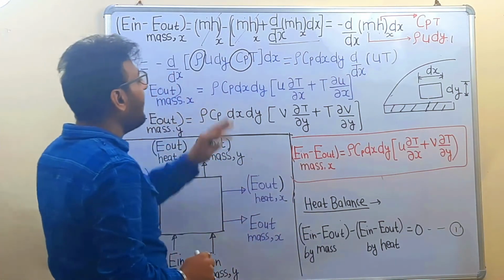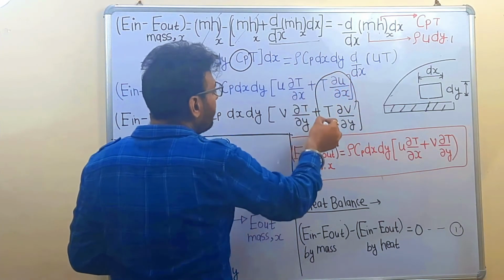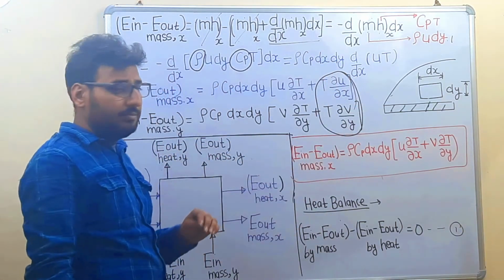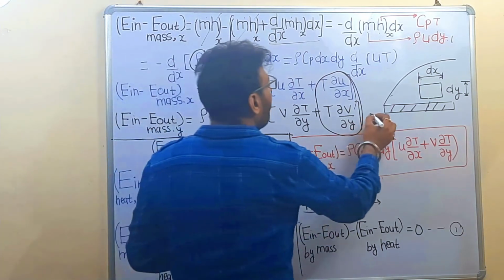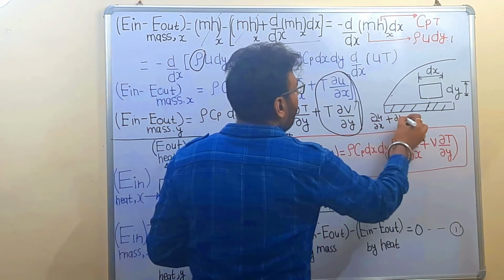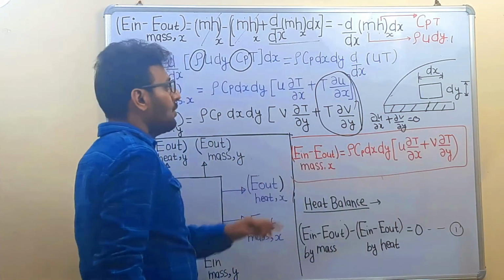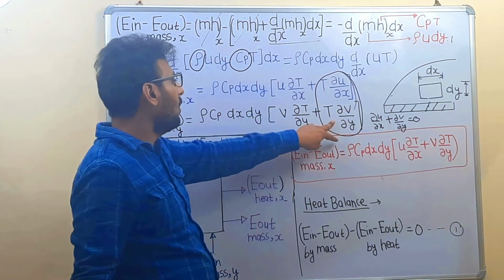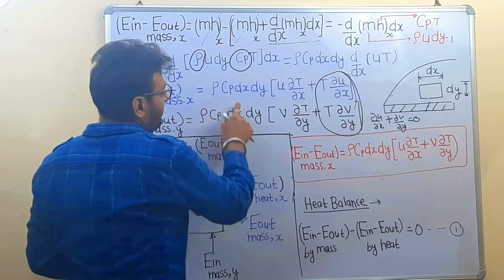So while adding these two terms, they constitute the continuity equation, and remember, from the continuity equation, del u upon del x plus del v upon del y for 2D flow is 0. So the summation of these two terms will be 0. Now we are left with only these terms.